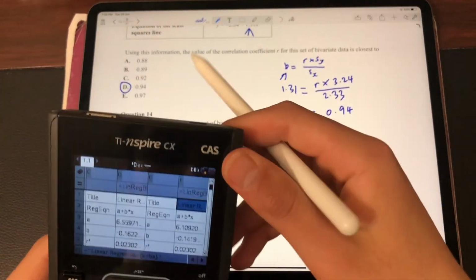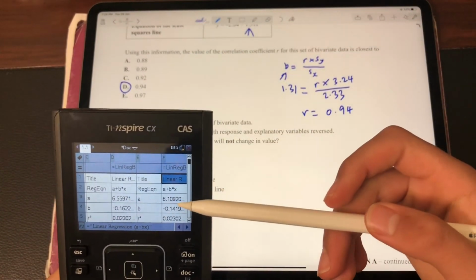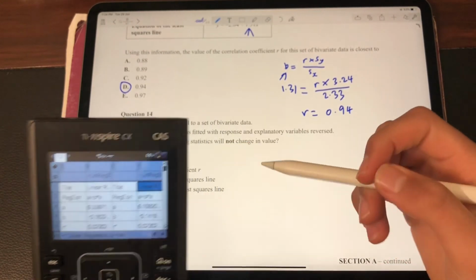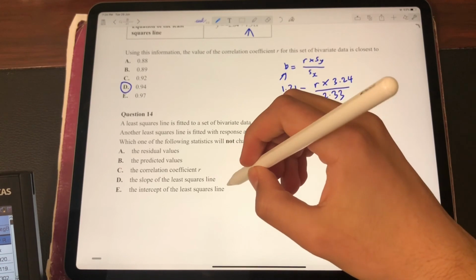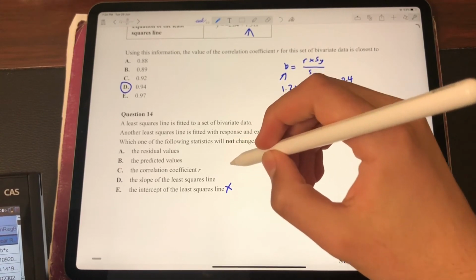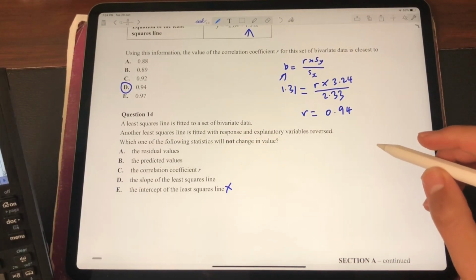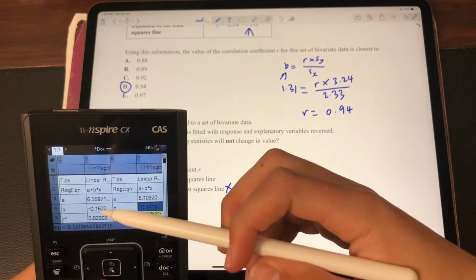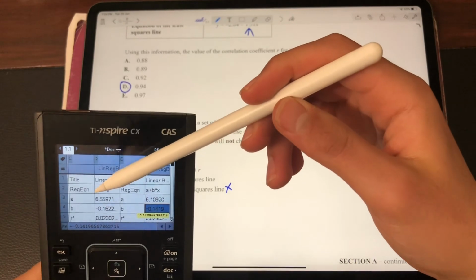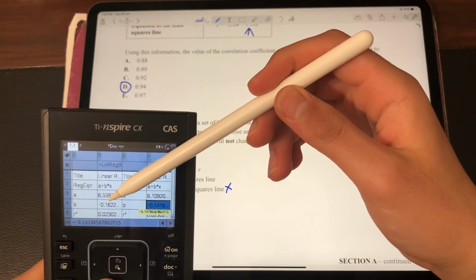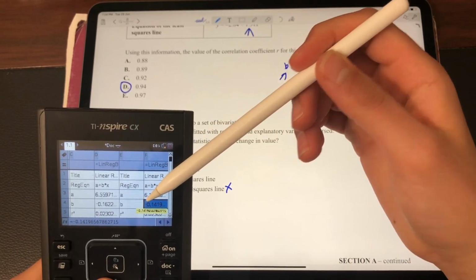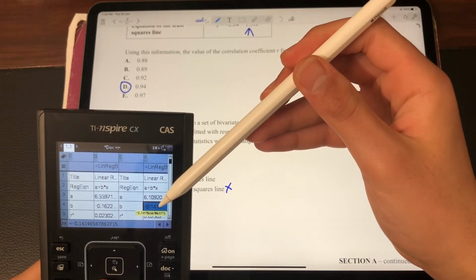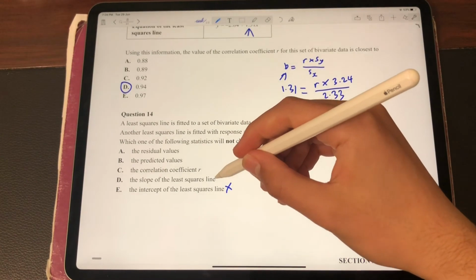So a, which is the value of our y-intercept, we can see has changed in value. So therefore the intercept of the least squares line changes in value, so therefore E would be wrong. The slope is the value of b, so let's have a look at the slope. The slope has changed in value. It was negative 0.16 at first, and now, when the response and explanatory variables were reversed, it's become negative 0.14. So therefore that would also be wrong.